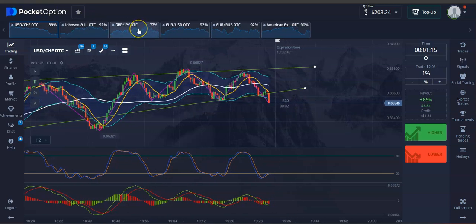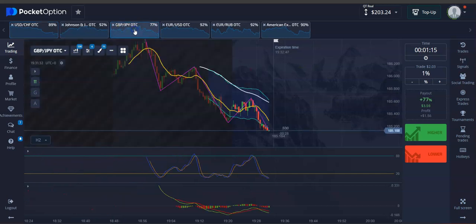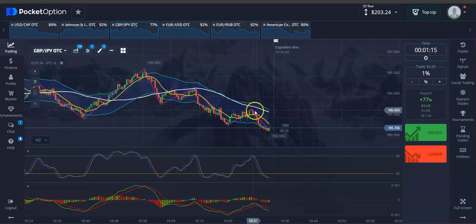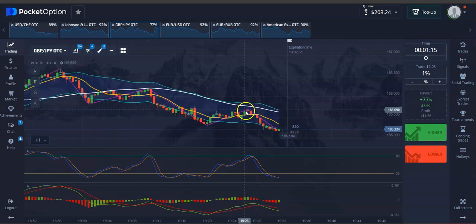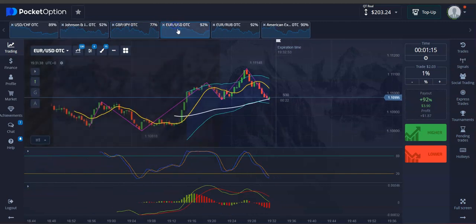So that's why you've got to be patient and make sure that you look at the bigger picture before you take any entry. This one right here is the one that I mentioned. We missed this one big time.